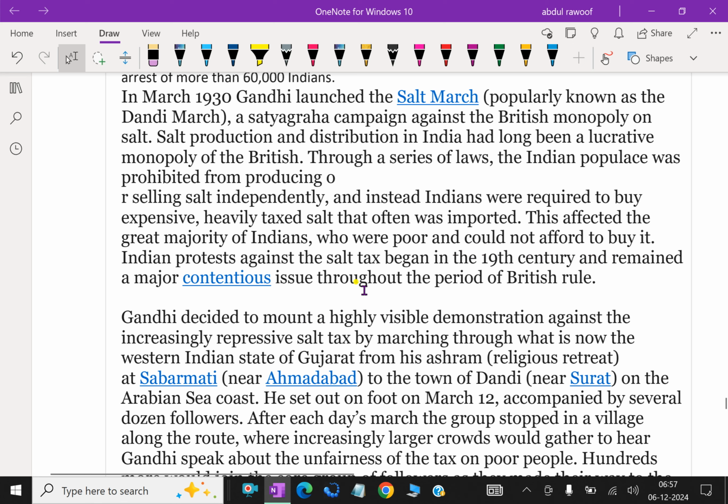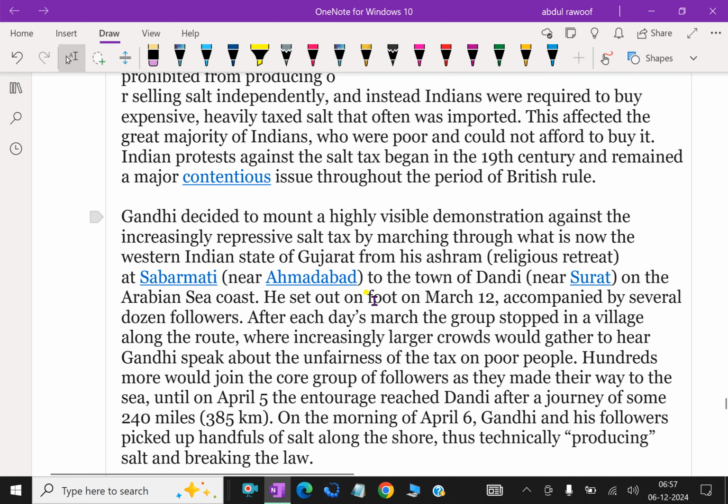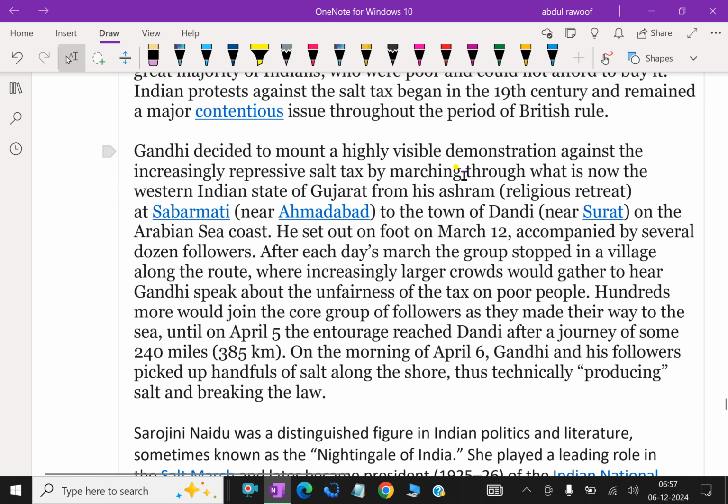Indian protests against the salt tax began in the 19th century and remained a major contentious issue throughout the period of British rule. Gandhi decided to mount a highly visible demonstration against the increasingly repressive salt tax by marching through what is now the Western Indian state of Gujarat from his ashram down to Dandi near Surat on the Arabian Sea coast. He set out on foot on March 12, accompanied by several dozen followers.